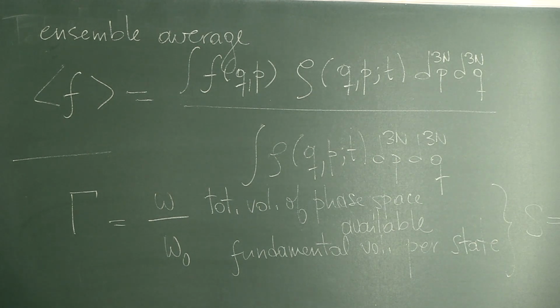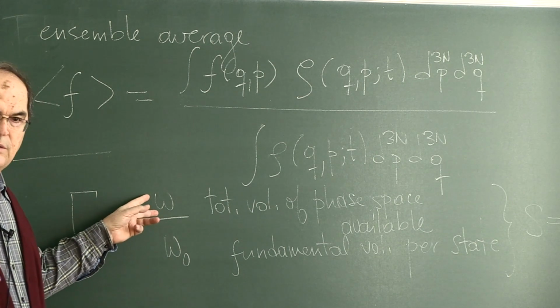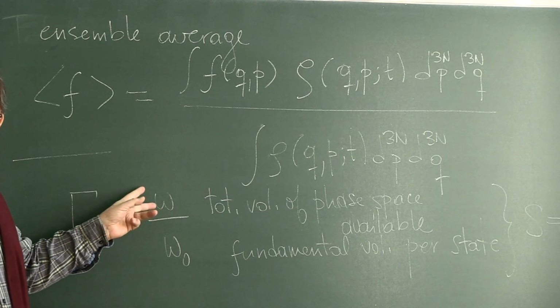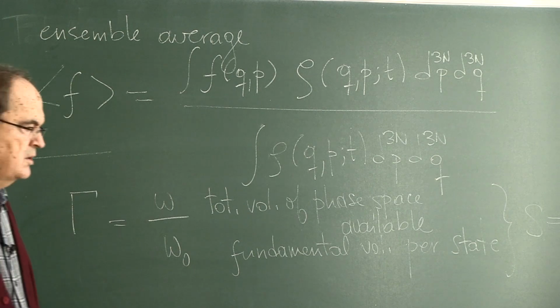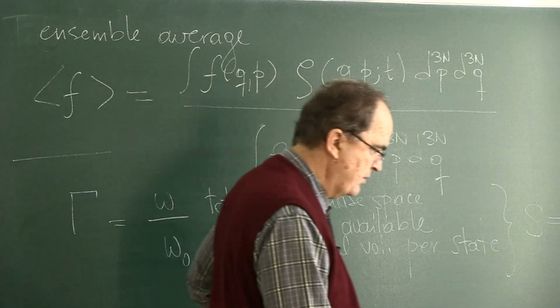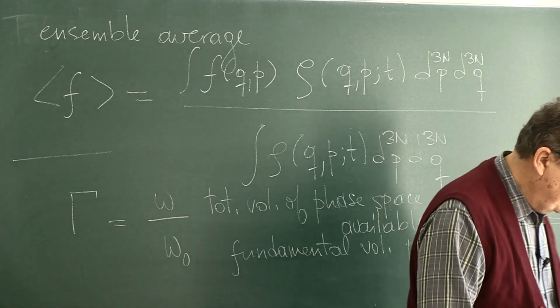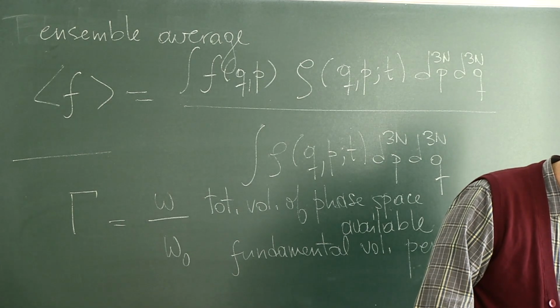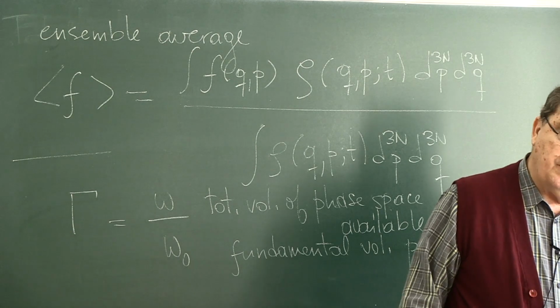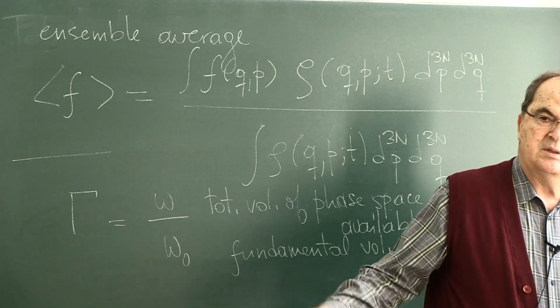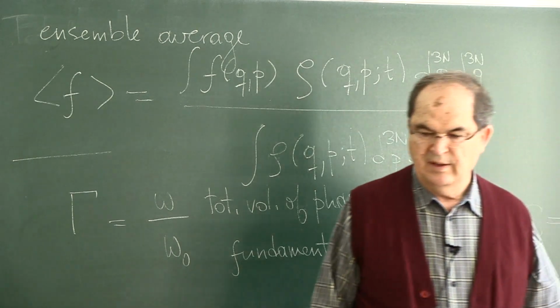Well, we know how to calculate the volume and surface of a 6n-dimensional space. I will give you a homework, which I'm not going to collect for this. It is in your book. The important thing is, how are we going to find the fundamental volume? What is this fundamental volume?